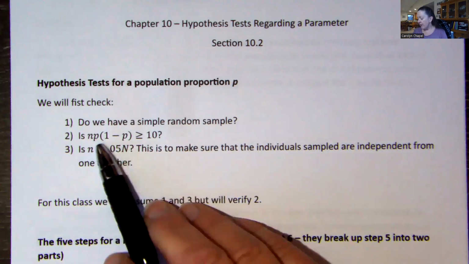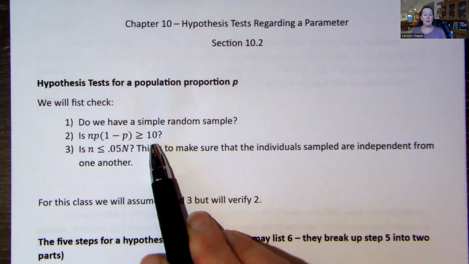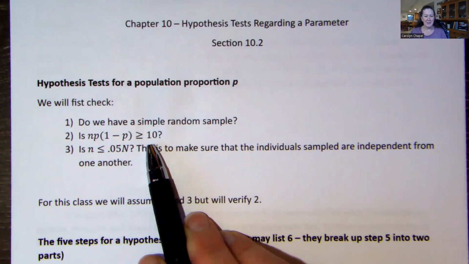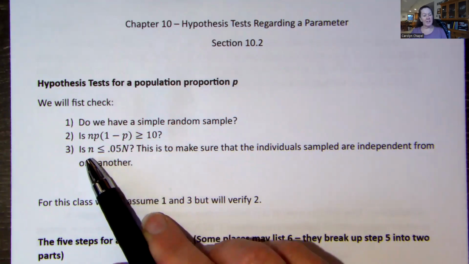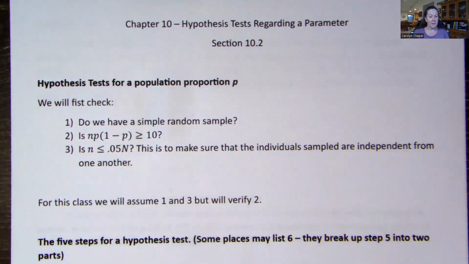We want to make sure that np and n(1 minus p) are bigger than or equal to 10. Again, we will actually check that simply because it's an easy calculation for us to do. Also, the last one is to make sure that n is less than 5% of the population, just to make sure our individual samples are independent from one another. Again, we will assume that is done correctly when the sample was created. So those two pieces we will not check, but we will verify step 2.